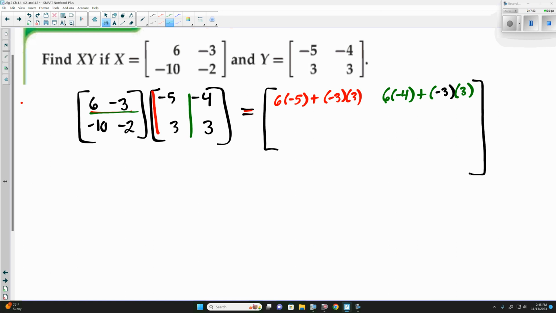Since we don't have any more columns in the second matrix, we are finished with the first row. Now we repeat it again, so we go over down. So we'd say -10 times -5 plus -2 times 3, because we go over down.